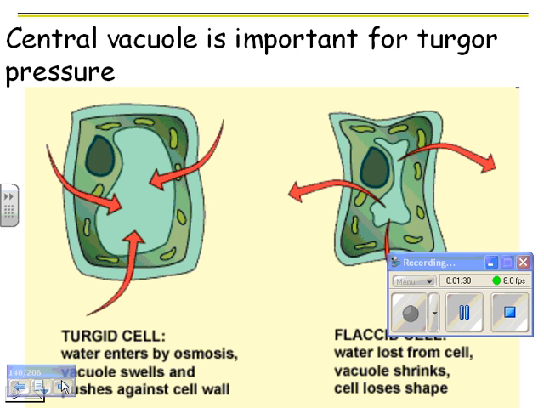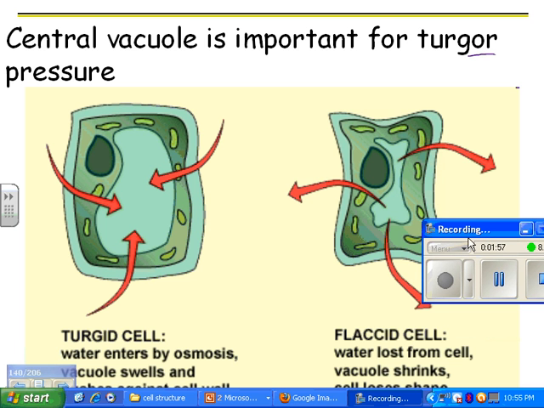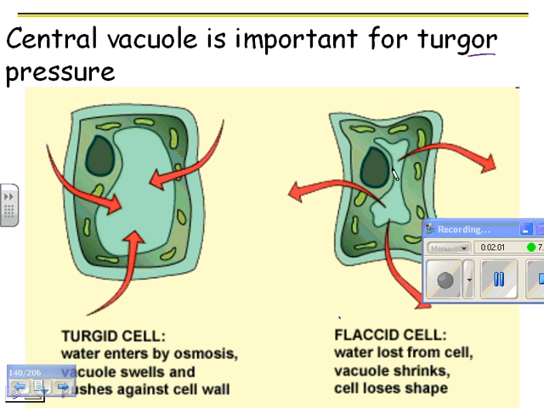The central vacuole is important for turgor pressure. I guess it's with an OR. So here's a turgid cell, which means that water comes in and it gets a lot of high pressure in here because there's so much water in here and it pushes out. So that's when you have a nice crispy piece of lettuce. If you have water leaving, look at how your central vacuole in this plant is so tiny. This is a floppy or flaccid cell. So water's lost and the vacuole shrinks and the cell loses shape.